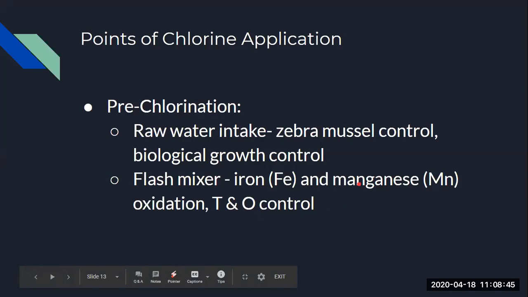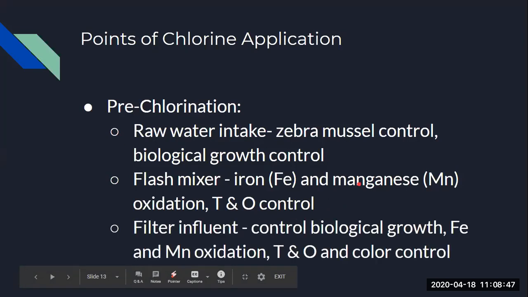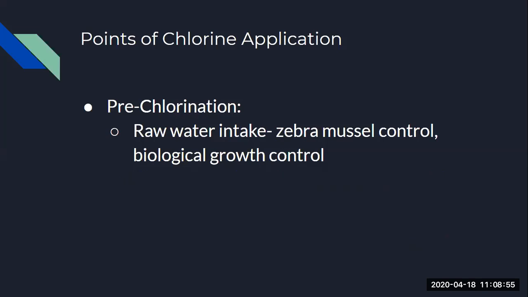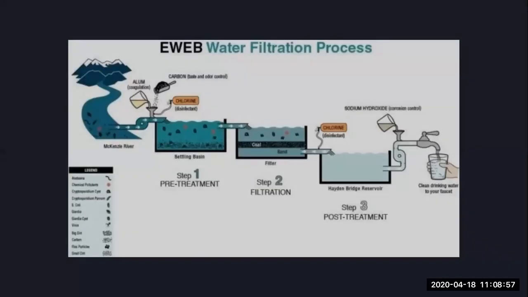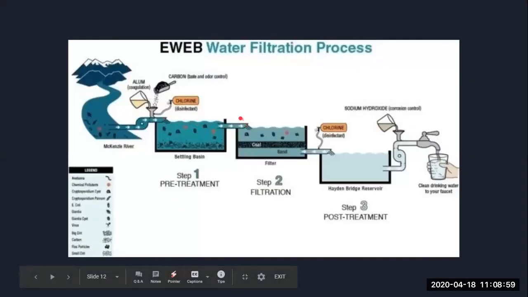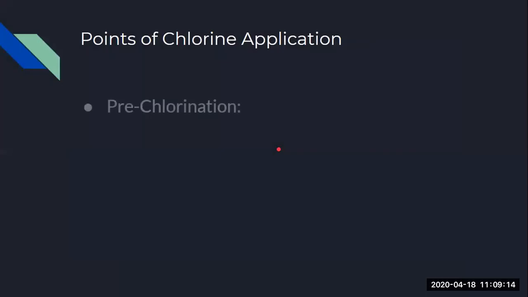So for the filter influent, in other words, the point at which water is coming into the filter, I showed it to you. That was the first point. If I were to go back here, that's our filter influent. We can look at it from here too. So we add chlorine before the water gets to our filter. Okay, so let's go forward.